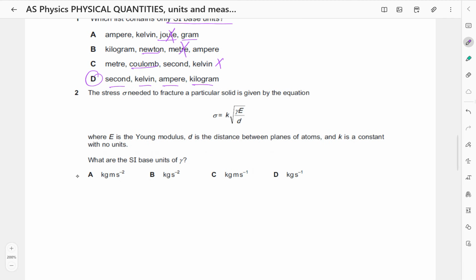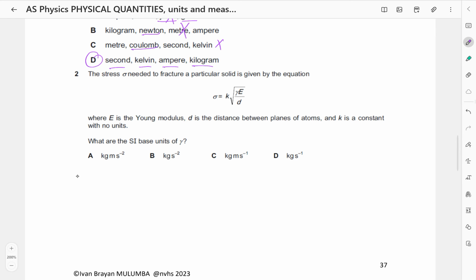The stress needed to fracture a particular solid is given by that equation. E is the Young modulus, D is the distance between the planes of atoms, and K is a constant with no units. So K has no units, I will not include it in the units. What are the SI base units of gamma? Making gamma the subject, I can square both sides and I have sigma squared is equal to K squared times gamma E over D. So gamma is equal to sigma squared times D over K squared times E. But remember, K has no units.